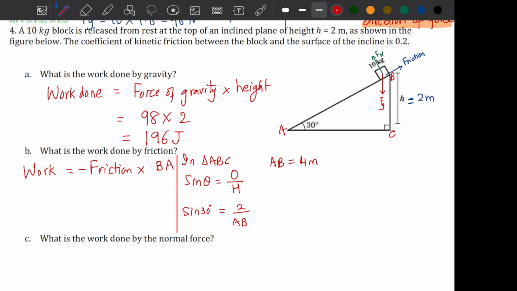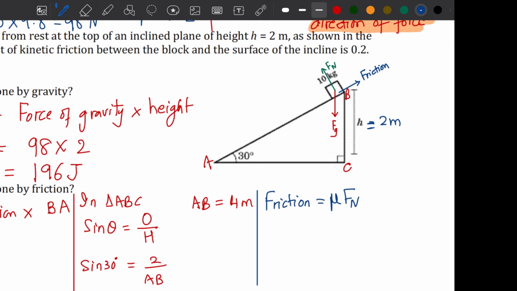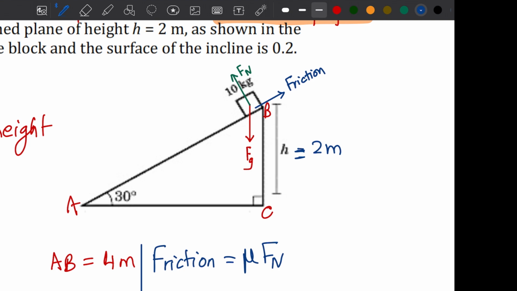Now we want to find what's the friction. To find the friction, we are going to use the formula for friction. We know that friction is mu Fn. So let's write that. Friction is equal to mu Fn. To get Fn, we need to go back to the diagram and do the components for the gravity, because Fn, right now we don't see what's opposite to Fn. So that will be the component of the gravity. So we'll do the components of gravity. Let's show the components.